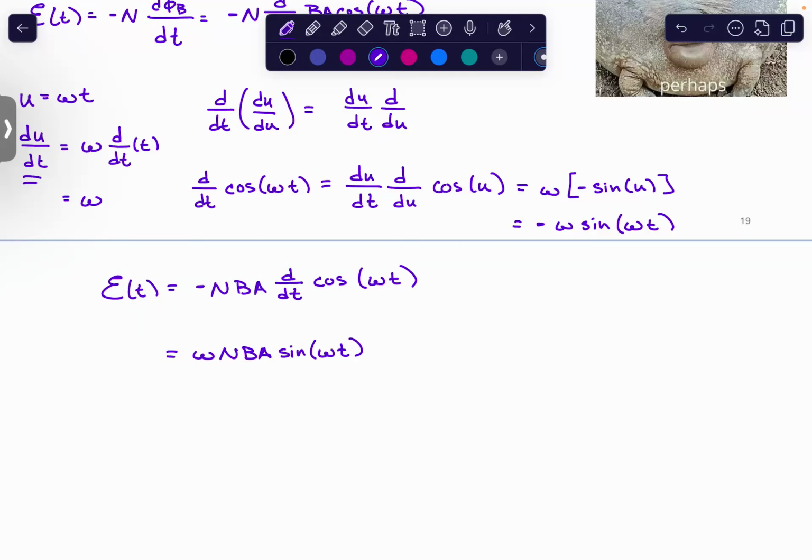And so this is what we mean by sinusoidal EMFs. This actually gives a signal that you can measure. Okay.